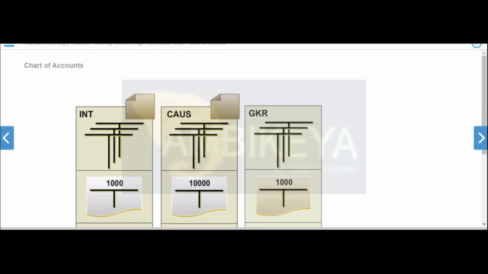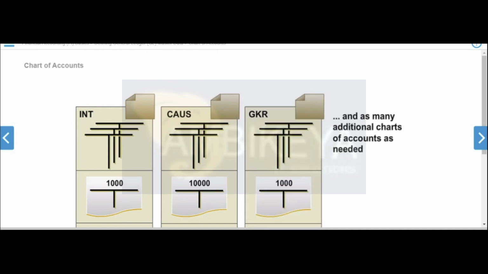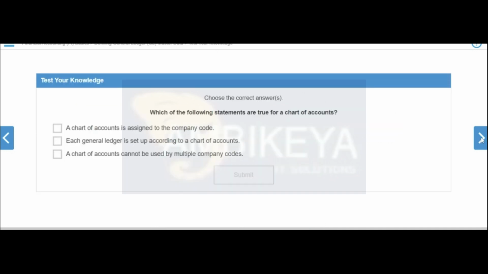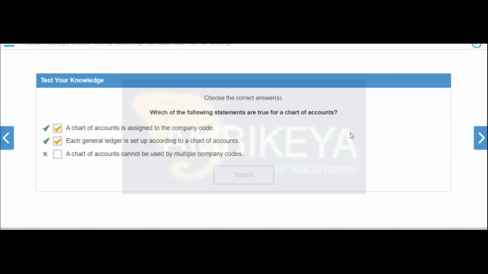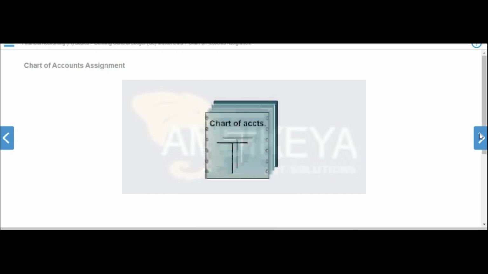Each GL is set up according to a chart of accounts. The chart of accounts contains the definitions of all GL accounts. The definitions consist of the account number, the account name, and the type of GL account, such as profit and loss or P&L account or a balance sheet account. A chart of accounts can be used by multiple company codes so that the general ledgers of these company codes have an identical structure.